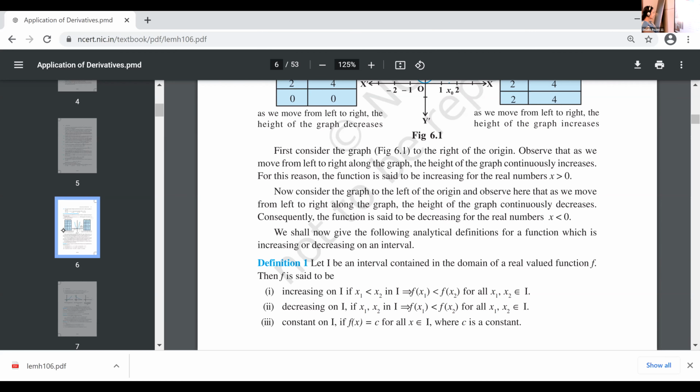And it is decreasing on I if x1 is less than x2 in I. Here it is not a comma, children.